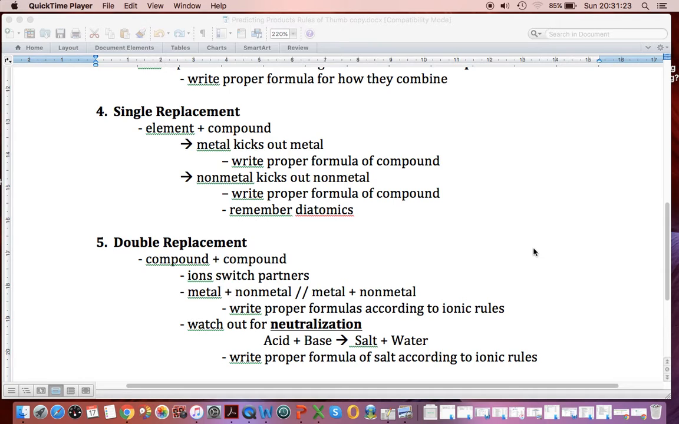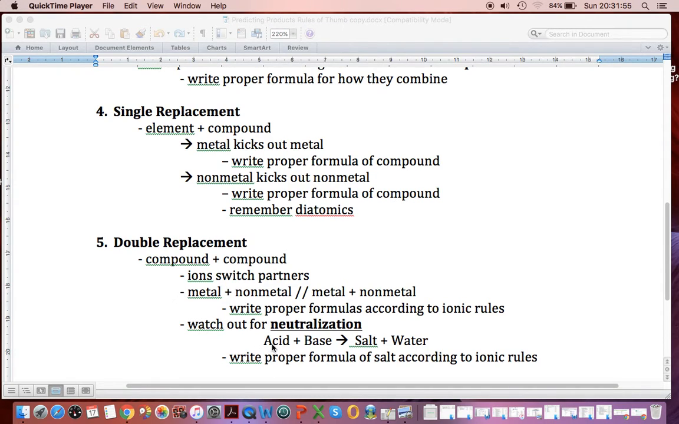You have to watch out, though, for neutralization. If you see a compound and a compound, you've got to make sure that you don't have an acid and a base. If you have an acid and a base, then you don't call it double replacement, you call it neutralization, and you will make a salt and water. If you have an acid plus a salt, that will be double replacement. It is not neutralization. If you have a base plus a salt, that is not neutralization. That's double replacement as well. It's only if you have an acid and a base that you make salt plus water.